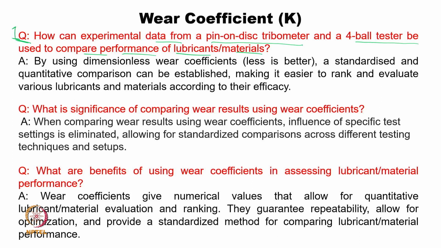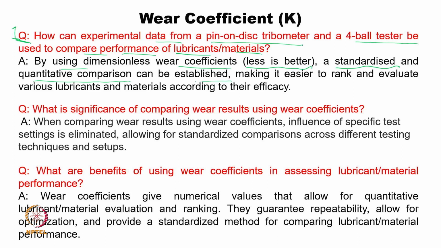So, this is question 1, and what we can write here is that by using the dimensional wear coefficient, we have a simple thumb rule: the lesser the better. If the coefficient value is very low, naturally the material or lubricant will be better. Moreover, it can be standardized, and then it gives a qualitative or quantitative comparison, depending on how accurately we perform the experiment or what kind of setup we use. If you are using very sophisticated equipment, then quantitative comparison may be possible at the nano level, but at the macro level it may again be a qualitative comparison.